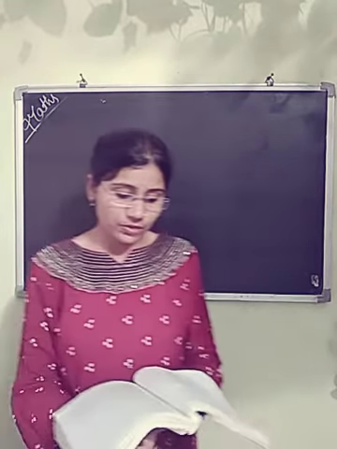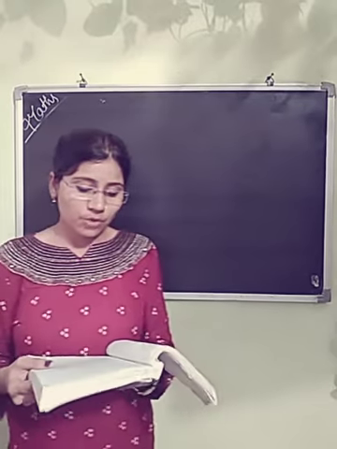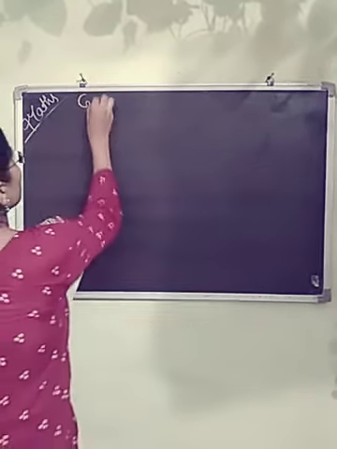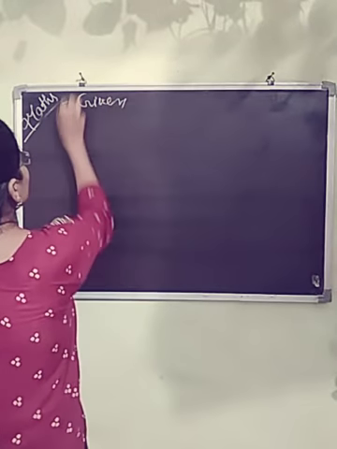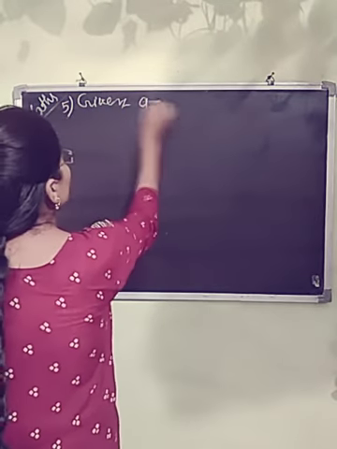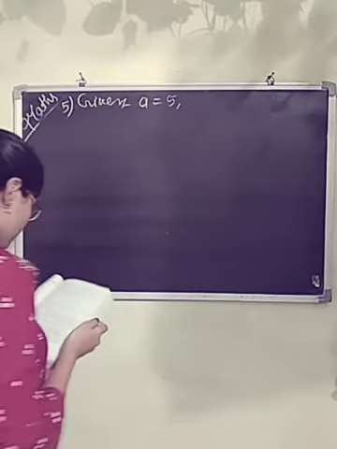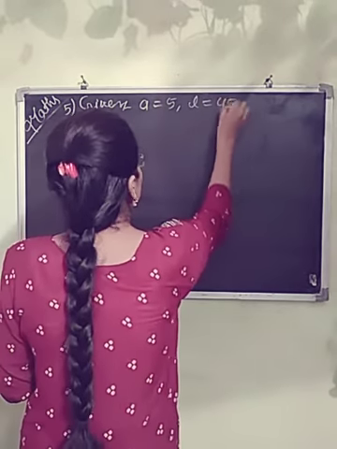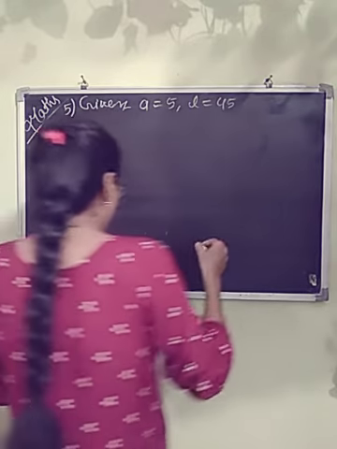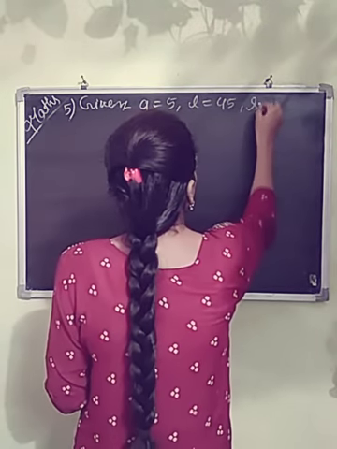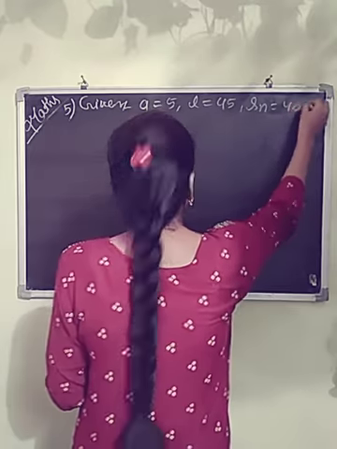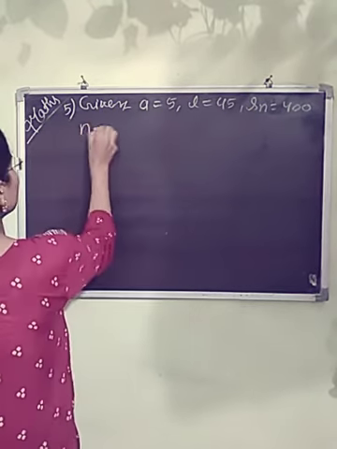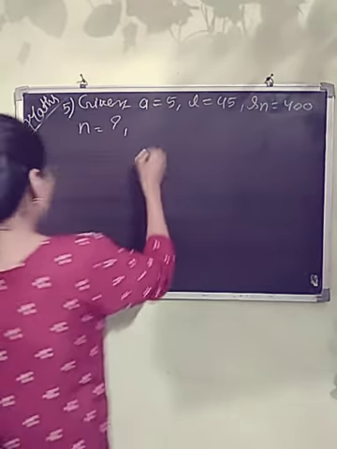The 5th question is, the first term of an AP is 5. Okay, let me write. That's the 5th question. Given is A equals 5. Okay, the last term L equals 45, and the sum Sn is given as 400. Find the number of terms. That means we need to find n and the common difference.